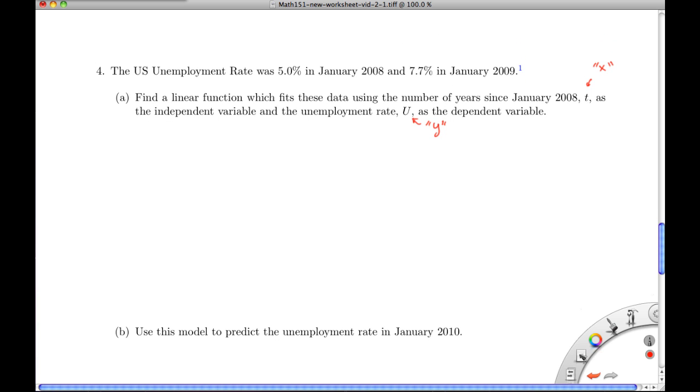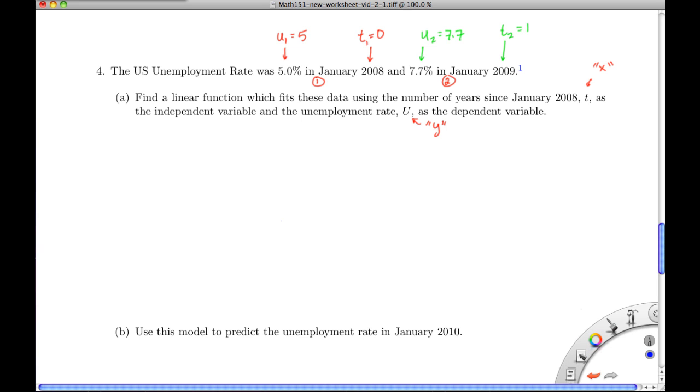I'm going to write these as 2 different points. So if the unemployment rate is our u, let's say this is our point 1 and this is our point 2. Those are the 2 data points we're working with. So this 5% will represent u sub 1, the unemployment rate for our point 1. And the year 2008 means that the time, or t sub 1, years since 2008, will be 0. So u sub 1 is 5, t sub 1 is 0. And then here, this will be our u sub 2, and this year will represent our t sub 2. U sub 2 will be 7.7, and t sub 2, January 2009, is 1 year that has passed since 2008. So we should have our 2 data points now.